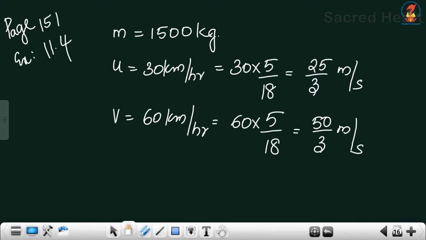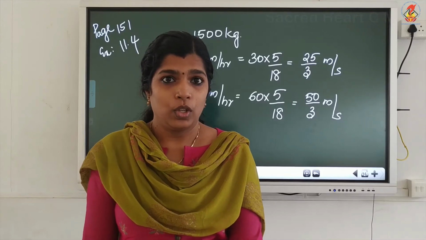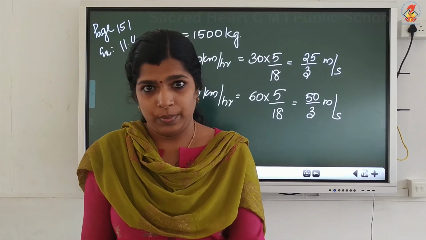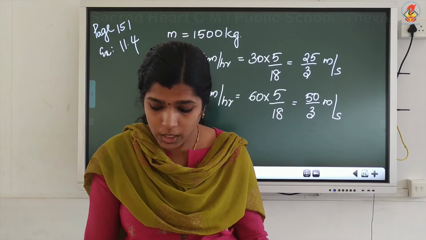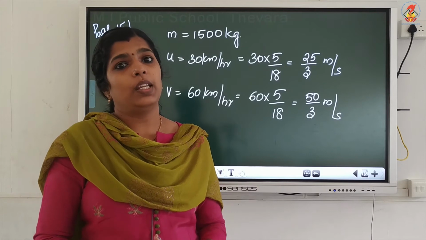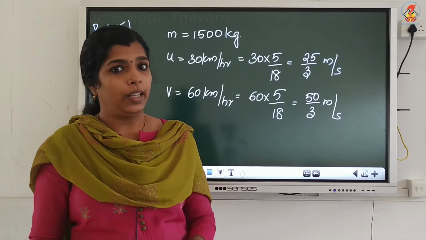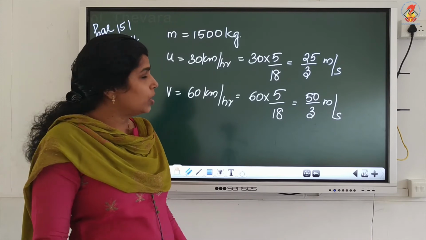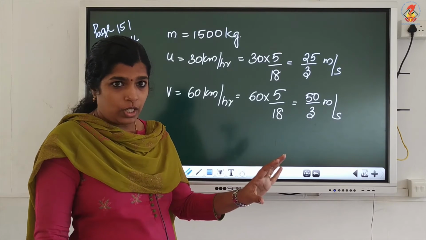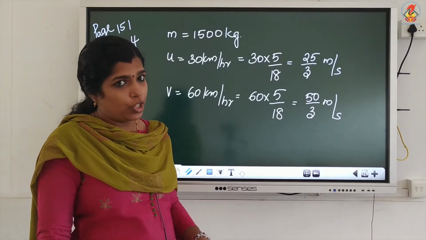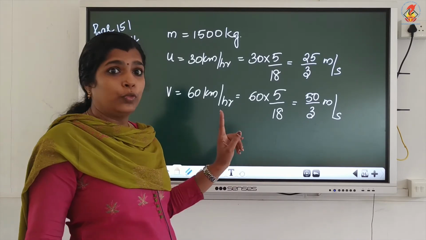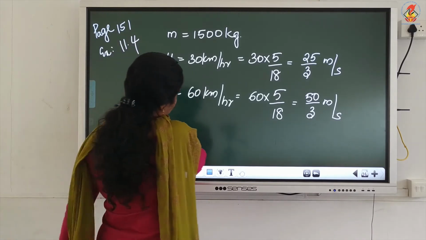So, you need to find the work done. So, work done is equal to change in kinetic energy, that is final kinetic energy minus initial kinetic energy. So, either you can do it in a single step or you can calculate the final kinetic energy, then calculate the initial kinetic energy, then subtract it. Now, I will follow that method.